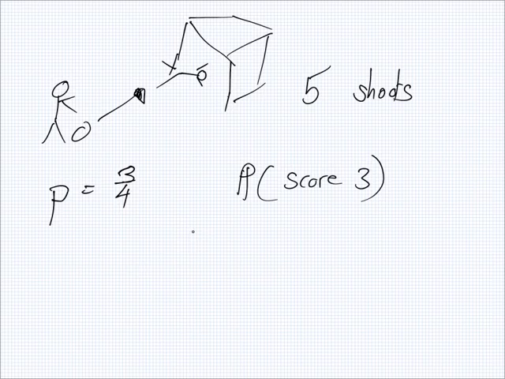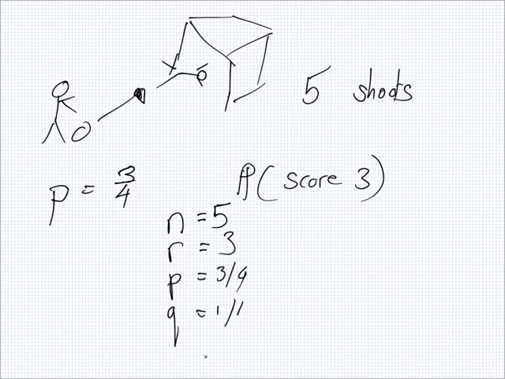Can you calculate? Do you know what to do, Marcelo? No? So first write down what each letter is: N, R, P, and Q. So what's the N? It's 5. Why is it 5? Because there's 5 attempts. The R is 3. The P, 3 over 4. And the Q, 1 over 4. And the formula is NCR, P to the R, Q to the N minus R. So if we just type that in on the calculator.